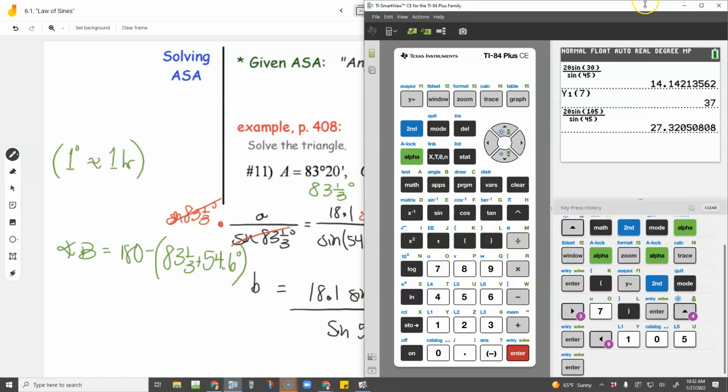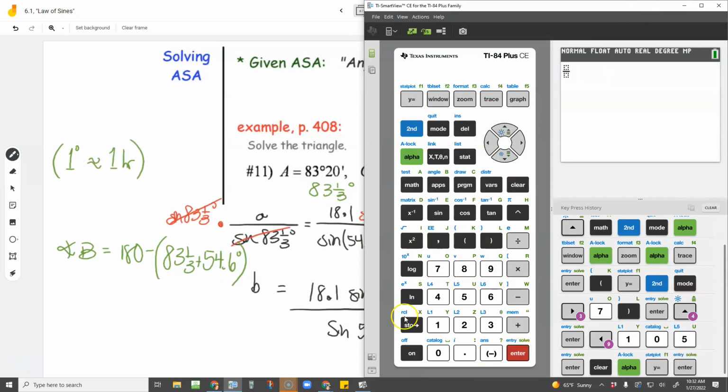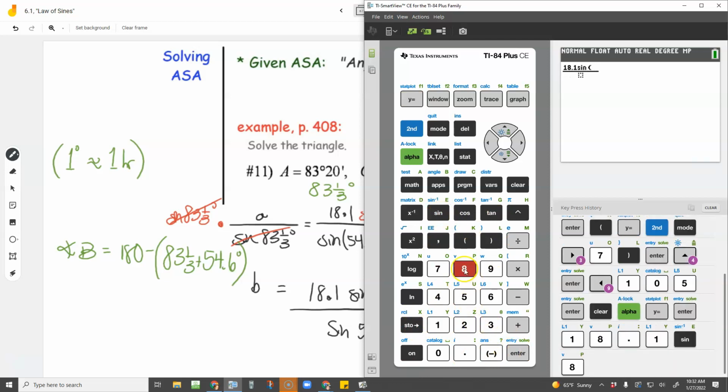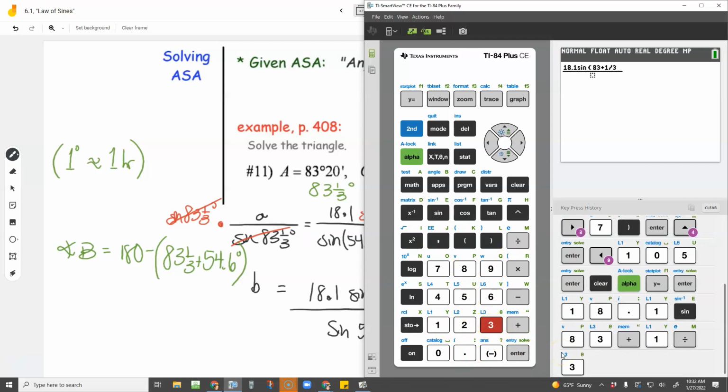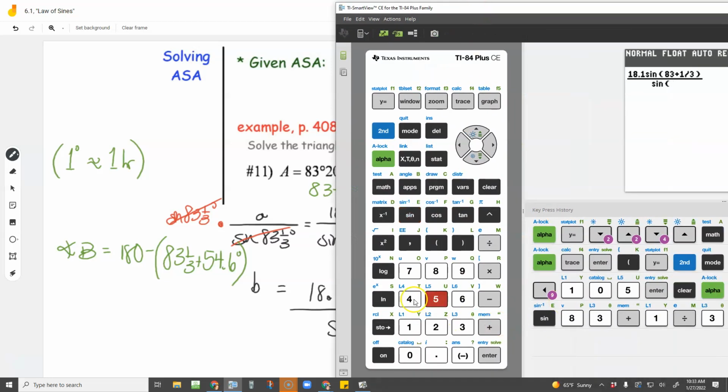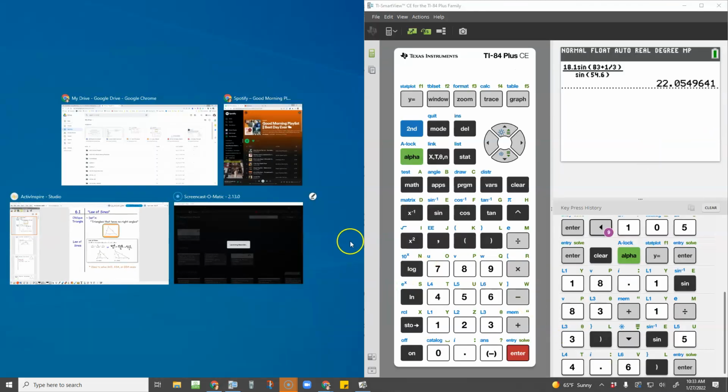All right, so here we go. I don't need B yet anyway, so I'm going to clear that out. There's a fraction. I can do my 18.1 times sine of 83 and 1/3. You guys see how I'm doing it? I'm not going to have to go find a minute. You can do a mixed number with a plus. Does that make sense? 83 plus a third? I'm just being lazy. All over sine of 54 point 6. Double check, is your side my side? Is my side your side? Ready, set. Sorry, it's not showing up. There it is. Go.